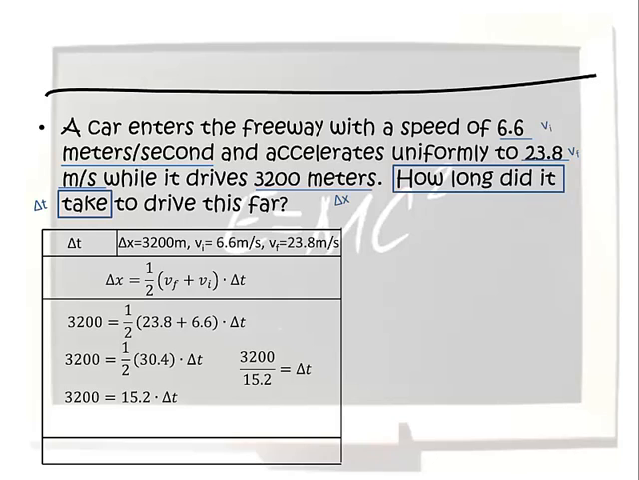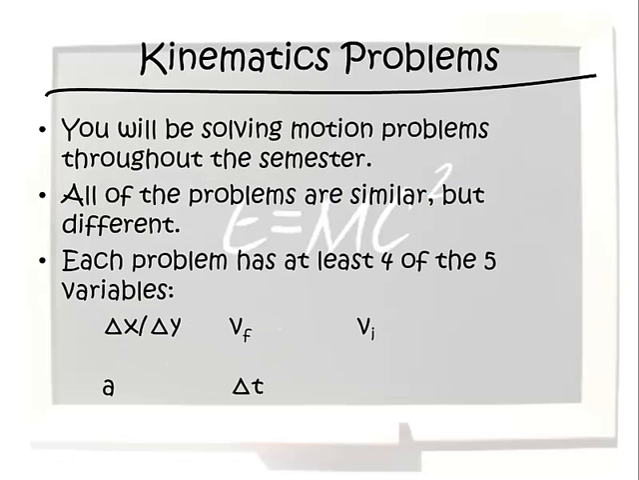3,200 divided by 15.2 equals 211 seconds. That's our answer for delta t, and the final box gets the answer. We'll have a lot of problems to solve in this class. Throughout the semester, we'll be using our kinematic equations to solve problems. All of the problems will be different, but they all work very similarly.